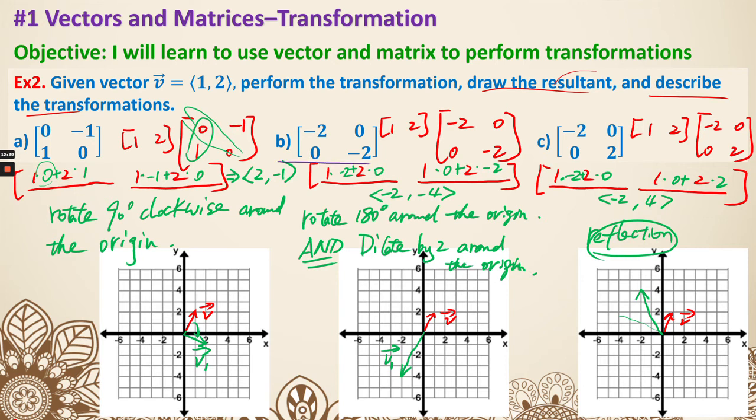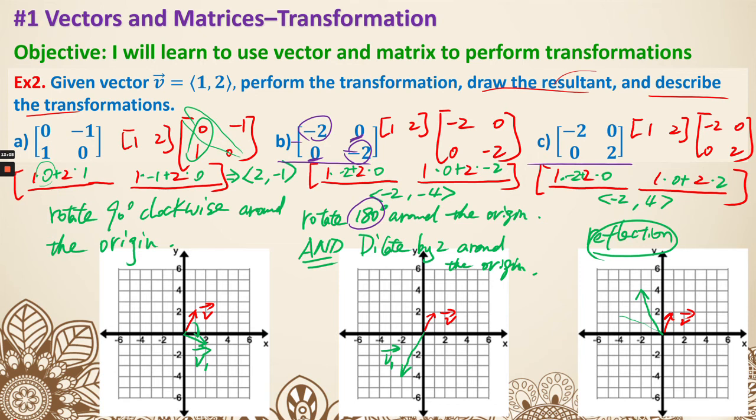If you compare B and C, you may notice these two numbers are the same and the other diagonal is zeros. So when these two numbers are the same, it would have to be either dilation or 180 degree rotation. Dilation would be two positive numbers that are the same, so you are just enlarging or shrinking it. If you have two numbers that are the same and they're negative, that would be rotating 180 degrees because now it's pointing in the completely opposite direction.